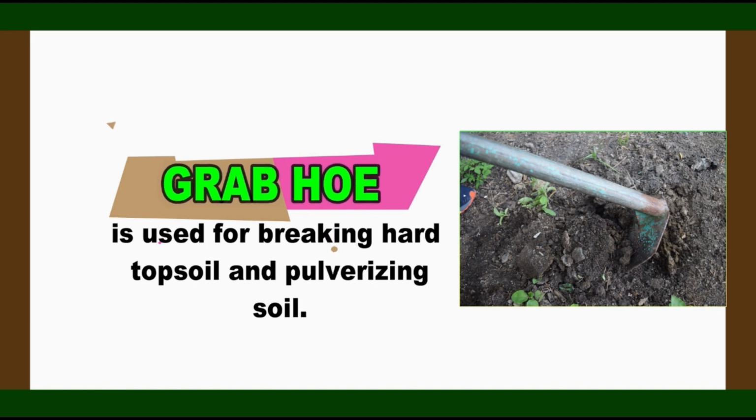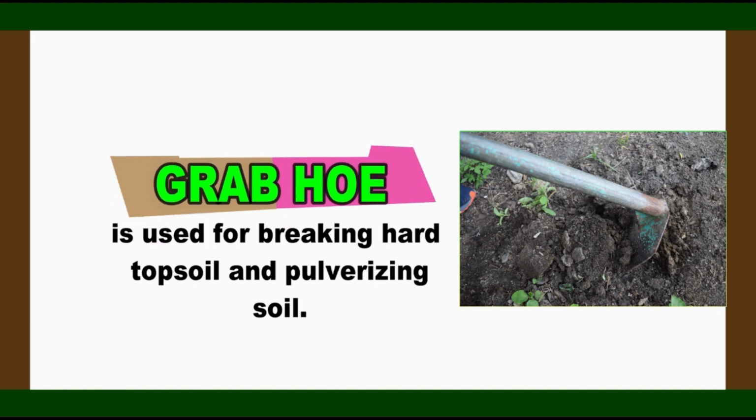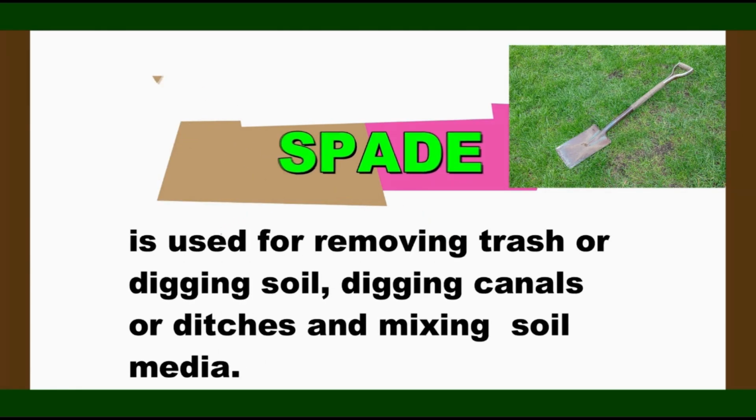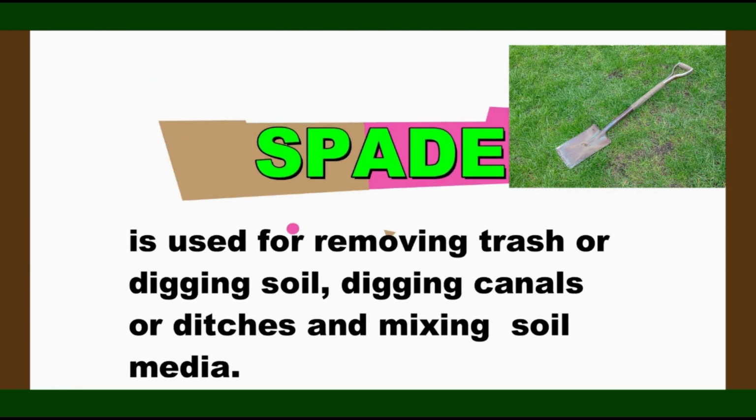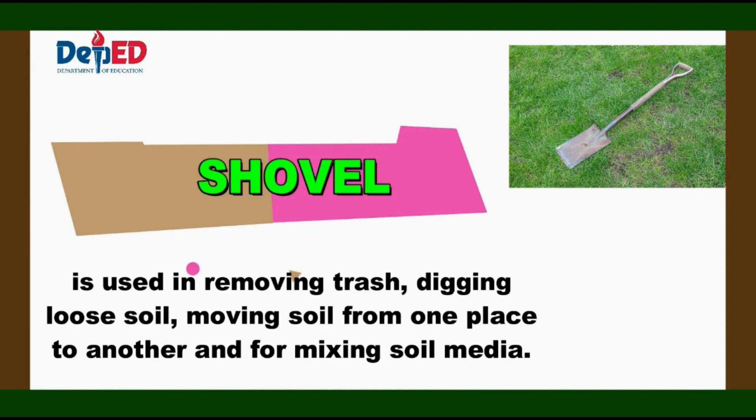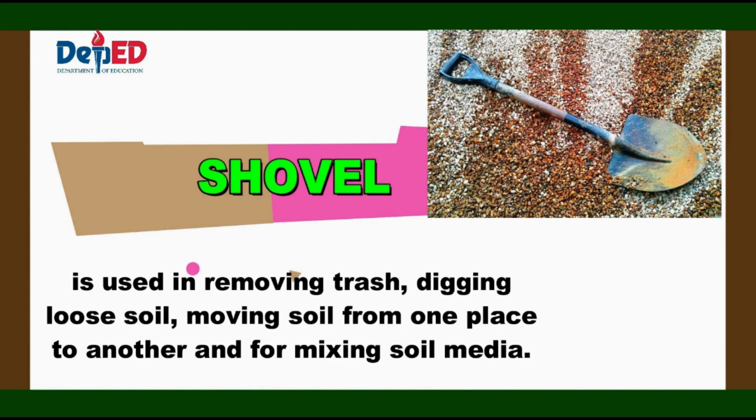Grub hoe is used for breaking hard topsoil and pulverizing soil. Spade is used for removing trash or digging soil, digging canals or ditches, and mixing soil media. Shovel is used in removing trash, digging loose soil, moving soil from one place to another, and for mixing soil media.